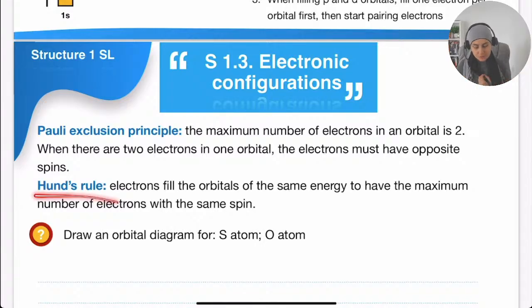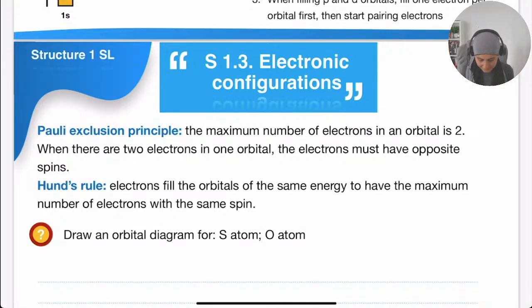Then we also need to know Hund's rule. It says that electrons fill the orbitals of the same energy to have the maximum number of electrons with the same spin. So what it means in easy terms is that if you have, for example, in the p subshell, 3 orbitals with the exact same energy, you fill 1 electron per orbital first, and then if you need to, you start pairing them up.